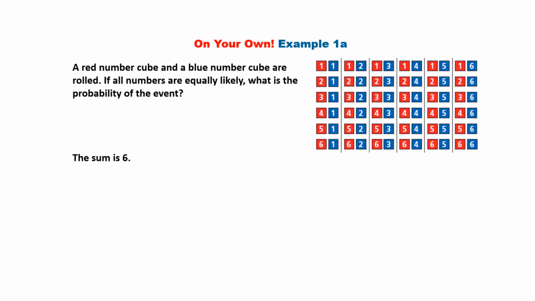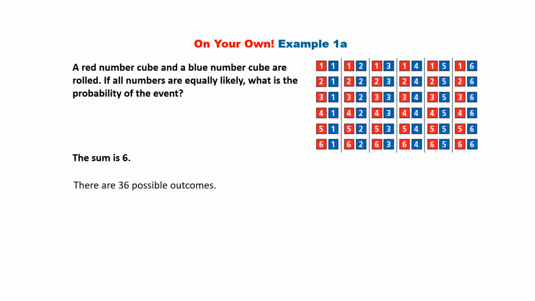All right, so try this one on your own. Turn your video off and give it a try. All right, again, a red number cube and a blue number cube are rolled. If all the numbers are equally likely, what is the probability of the event? And the event, the favorable outcome, is going to be the sum is 6.